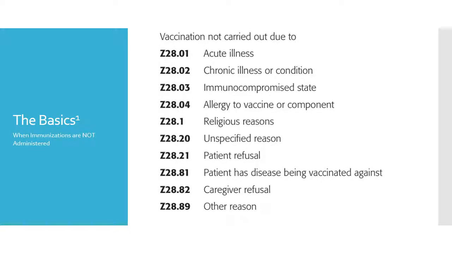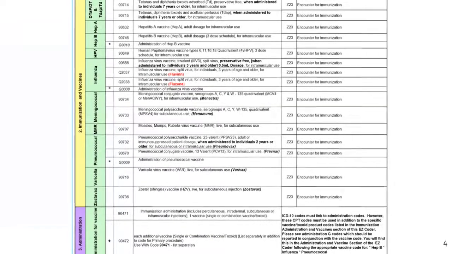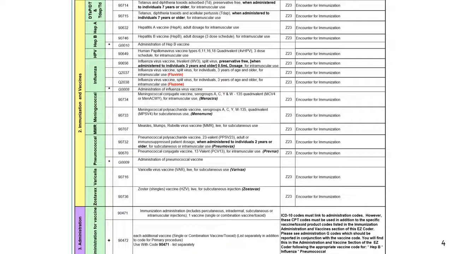Sometimes immunizations are not given during routine preventative services. Due to tracking purposes and quality measures, it is important to report non-administered vaccines. Here would be the ICD-10 codes for the reason that the vaccine was not given. This information will be provided to you later in the module. Remember, when you code a vaccine, you have to code the immunization code plus the vaccine code plus the encounter for immunization ICD-10 code.